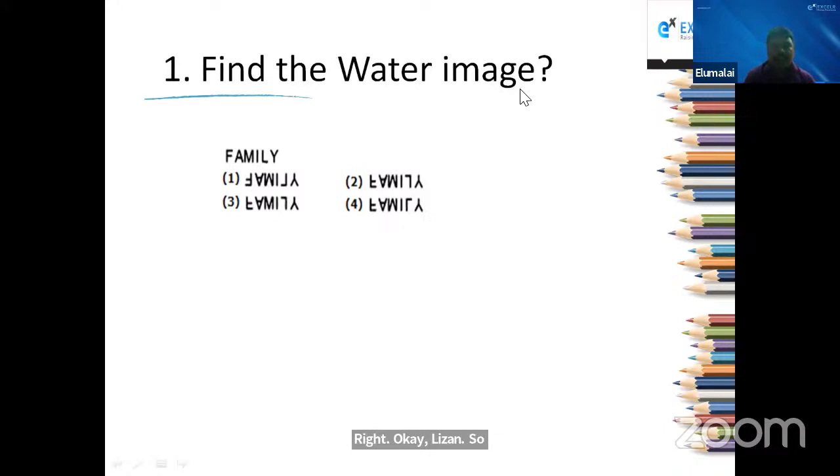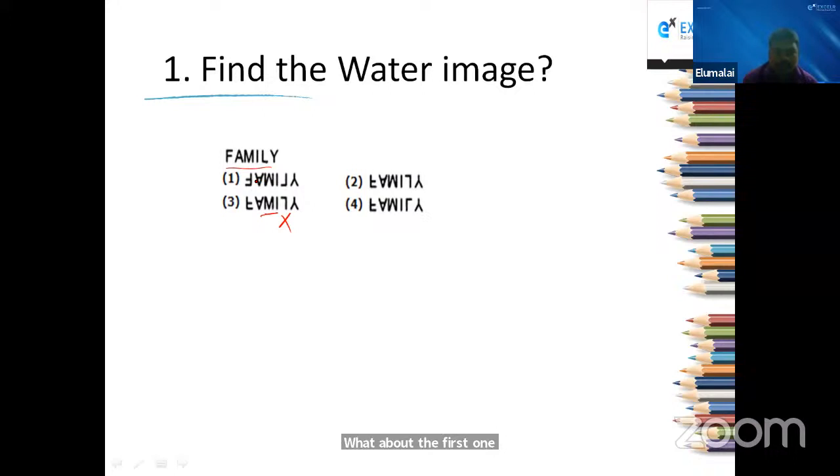Family. So left side objects will be in left side itself, right side objects will be in right side itself, isn't it? So here, if you look at this, the letters of family, right? Here M is same as in the original, isn't it? So in water image, M will not be same as the original one. So you could have eliminated option 3, isn't it? Yes. Now, what about the first one?